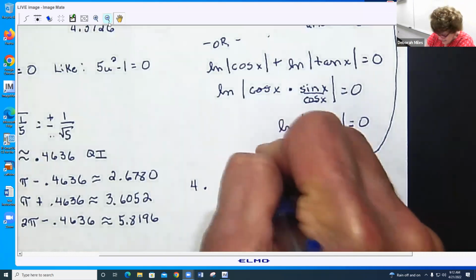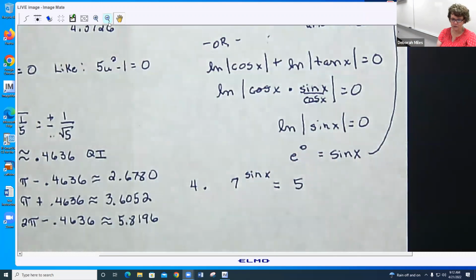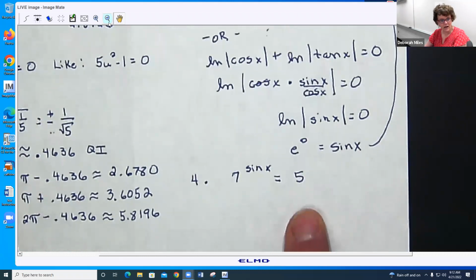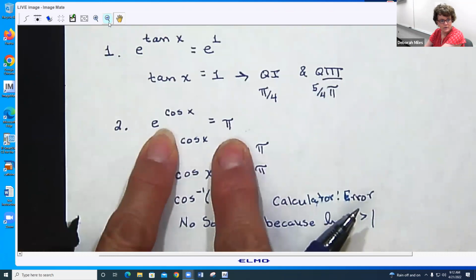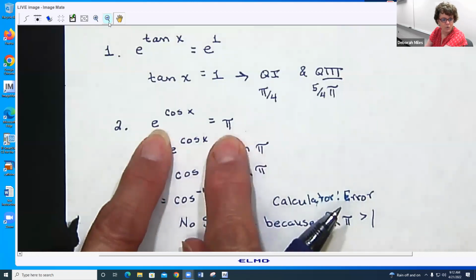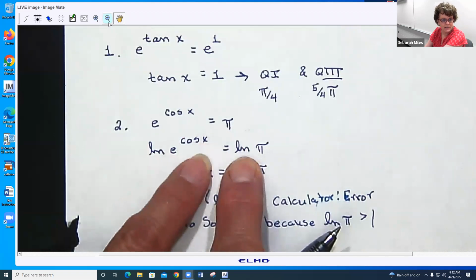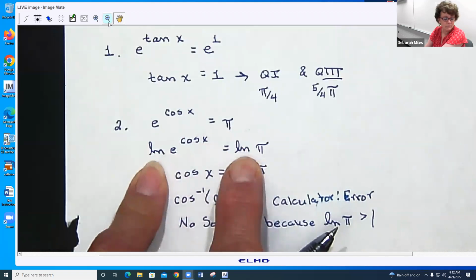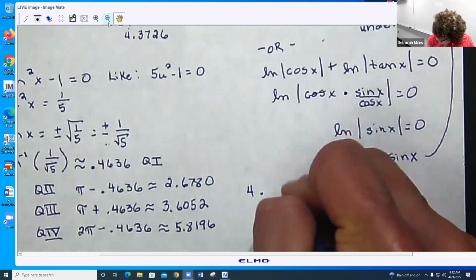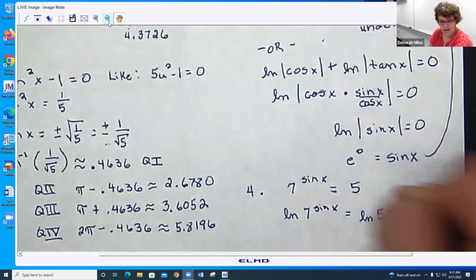7 to the sine x equals 5. Well, this is an exponential equation because the variable's in the exponent, and we already talked about how to solve an exponential equation where we could not write both sides having the same base. If we cannot write both sides having the same base, then we can use natural log to get that exponent down out of the air. Or log base anything, doesn't matter. I usually use natural log. So natural log of 7 to the sine x equals natural log of 5.